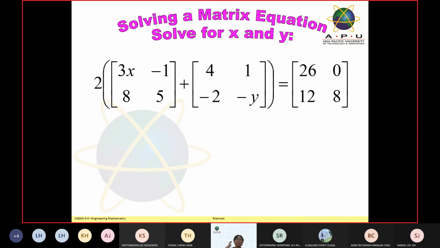Okay, now, how do we actually solve a matrix equation? Can you see we involve addition, scalar multiplication, and the left-hand side equals the right-hand side. So then we try to solve for x. Can you give a try on this question? I give you 1 minute. Get the answer for x and y. For those who already got the answer for x and y, you can share it in the chat box.